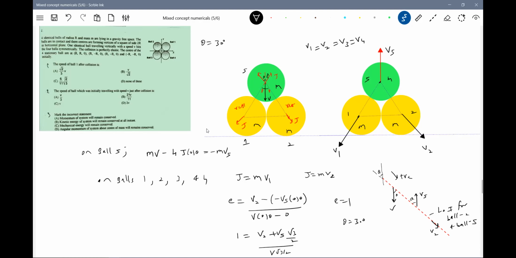Any simplification after this? V root 3 by 2 equal to V2 plus V5 root 3 by 2. Equation 3, you write it. This you call equation 2. This is equation 1. I think now we can solve. No?